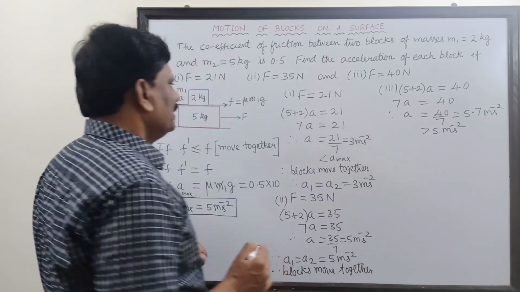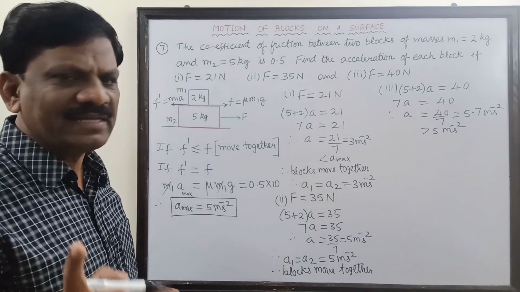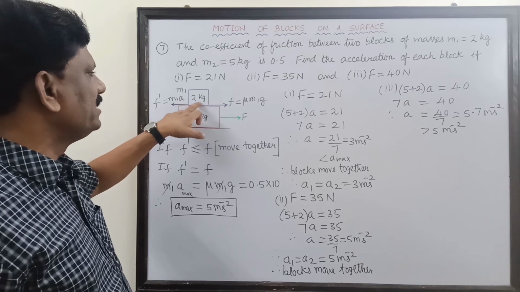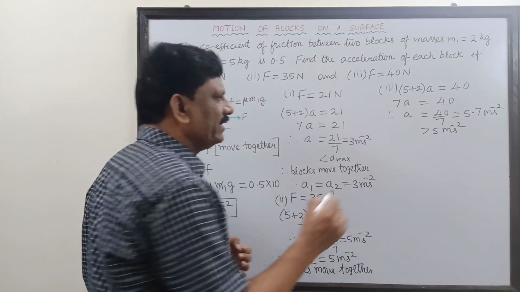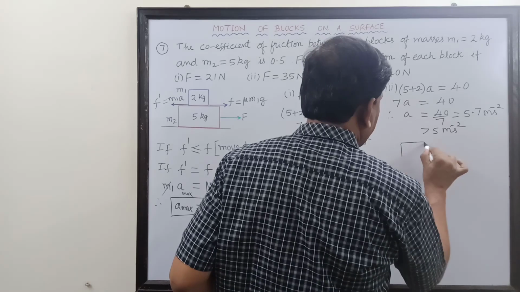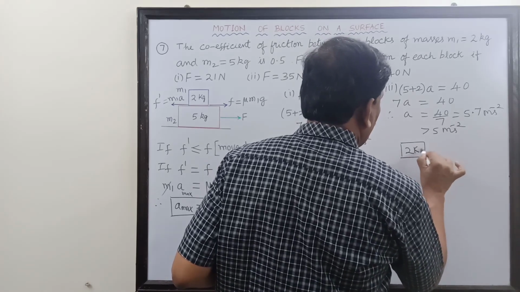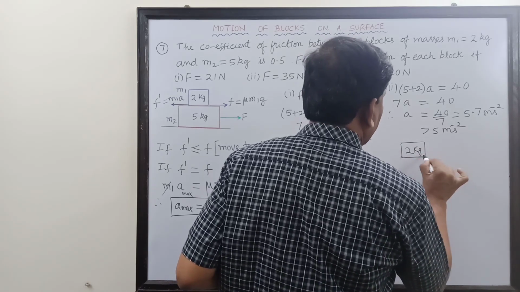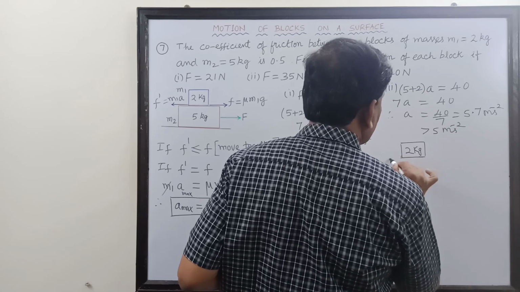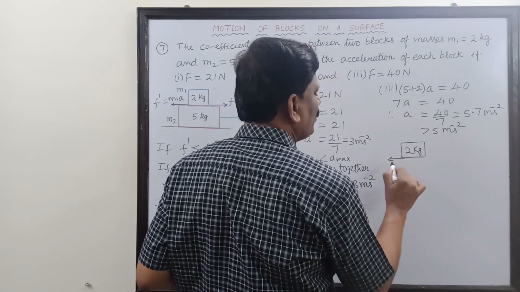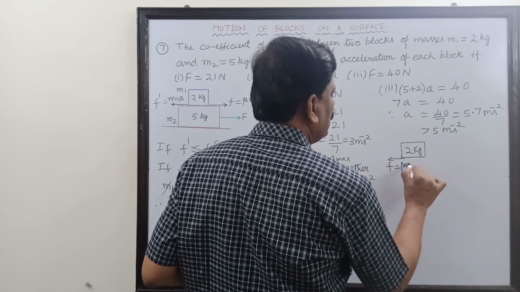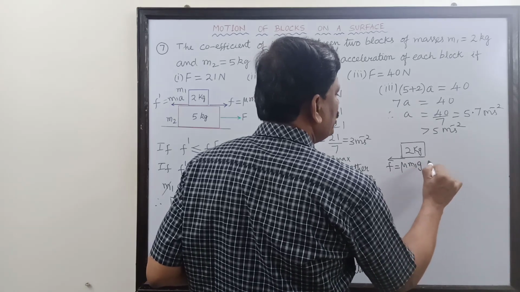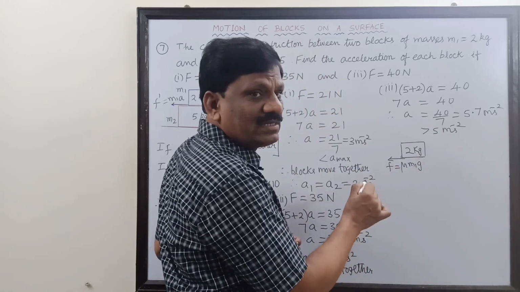Now for individual acceleration, you can look at the 2 kg block. There is no direct force acting on the body. See here, this is the 2 kg block. For the 2 kg block, the driving force is the frictional force. So this is the frictional force. So the frictional force F is equal to what? Mu into M1 into G.